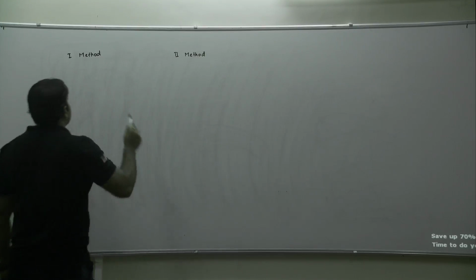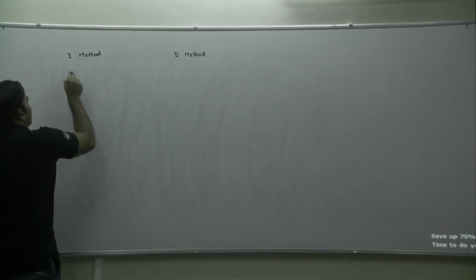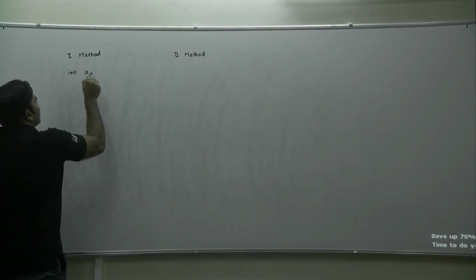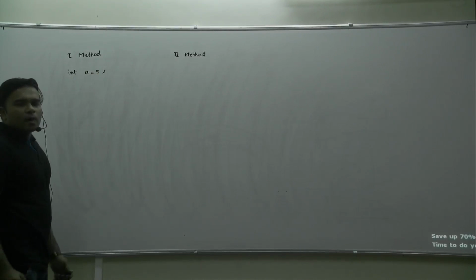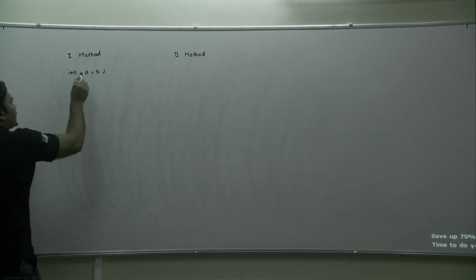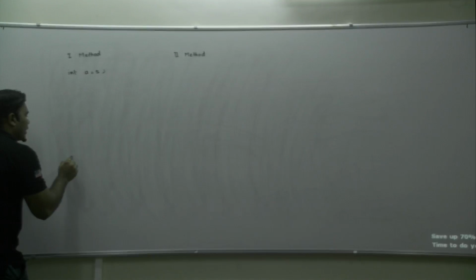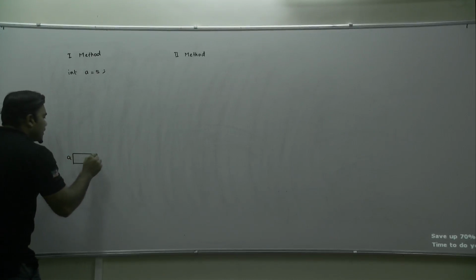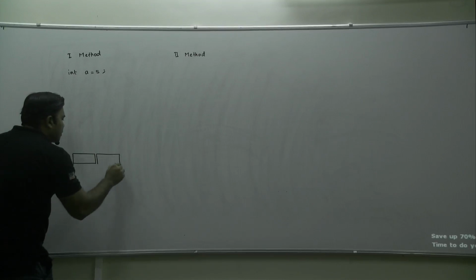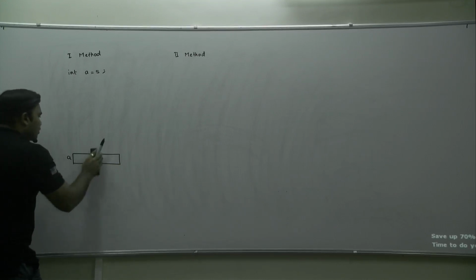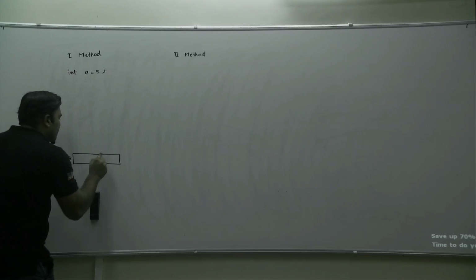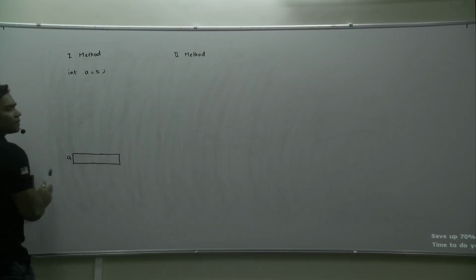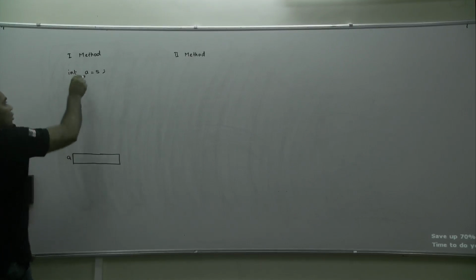If in case I declare int a equal to 5, all of you know int a means in the computer's memory 2 bytes would be getting allocated. This is 1 byte, this is another byte. I would just show it like this. Memory is allocated. You have to store 5 in this.